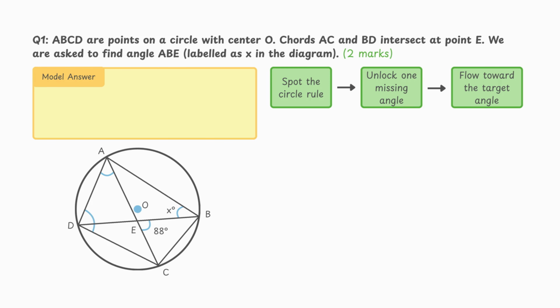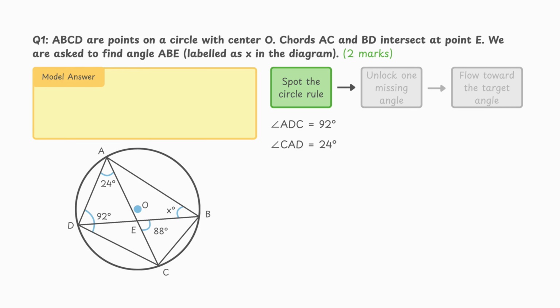Now before jumping into calculations, we follow the steps shown. Step 1, spot the circle rule. Look carefully at the diagram. We can see triangle ACD inside the circle. We are given 2 angles in that triangle. Angle ADC is 92 degrees, and angle CAD is 24 degrees.